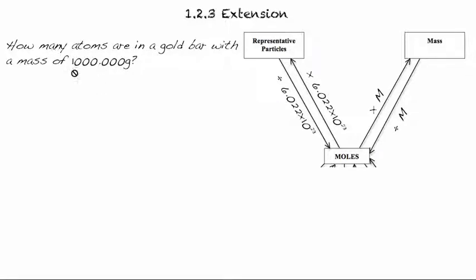So here we have an example: how many atoms are in a gold bar with a mass of 1,000 grams? If you remember back earlier in class, we took a look at how gold is produced, and it's a very environmentally destructive process. So you get that 1,000 grams of gold by destroying a lot of land. How many atoms are actually inside that gold bar?